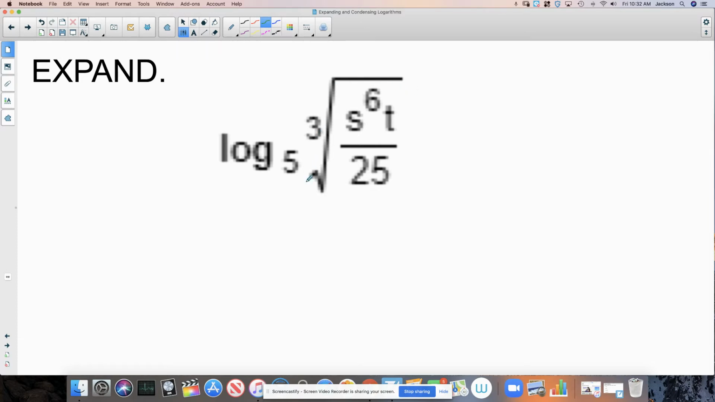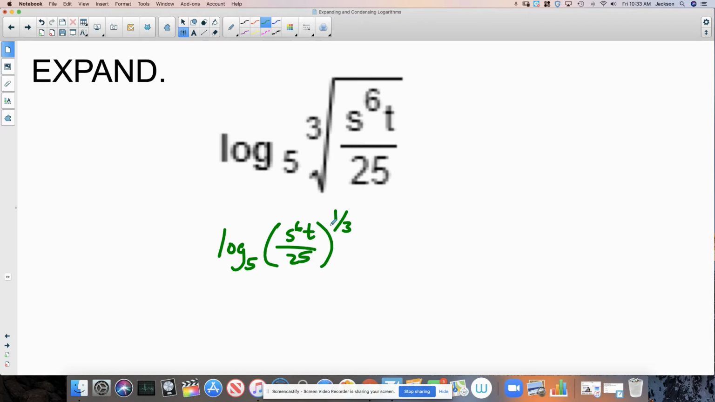And remember that the first thing we really want to do here is write our radicals as fractional exponents. So in this case, because this entire quotient, this entire fraction, is under this radical, that means everything in here is going to be raised to the 1/3 power. Okay. Now, when we start to expand this, we have an exponent for everything. Everything inside this logarithm, right, is subject to this exponent. So I'm going to move that down in front.